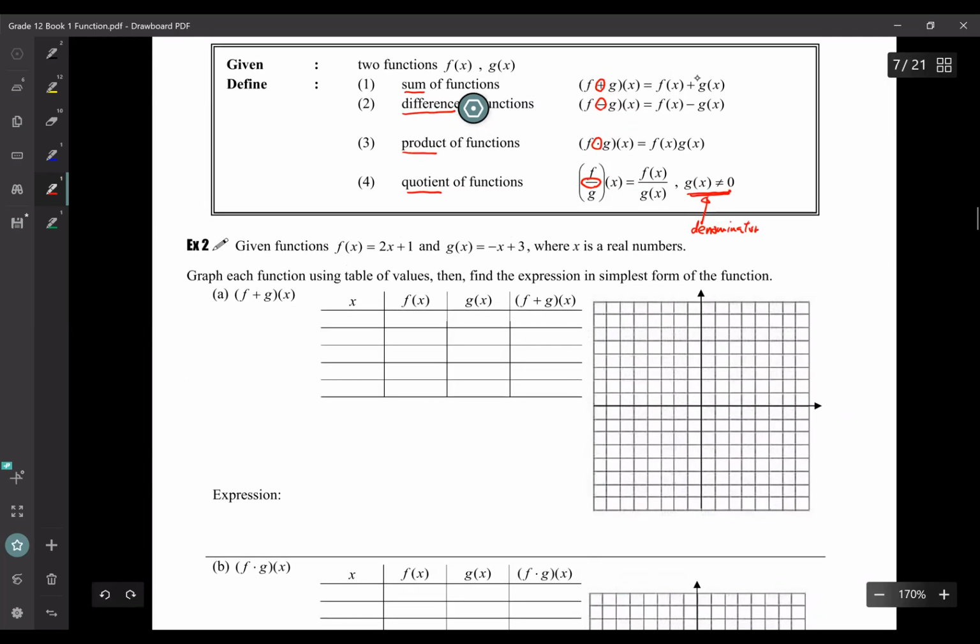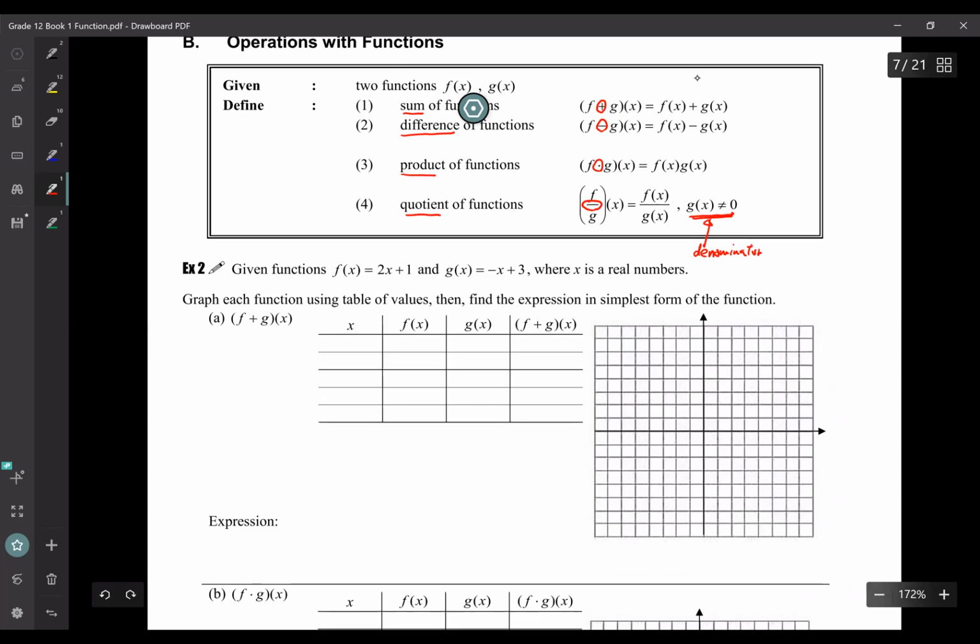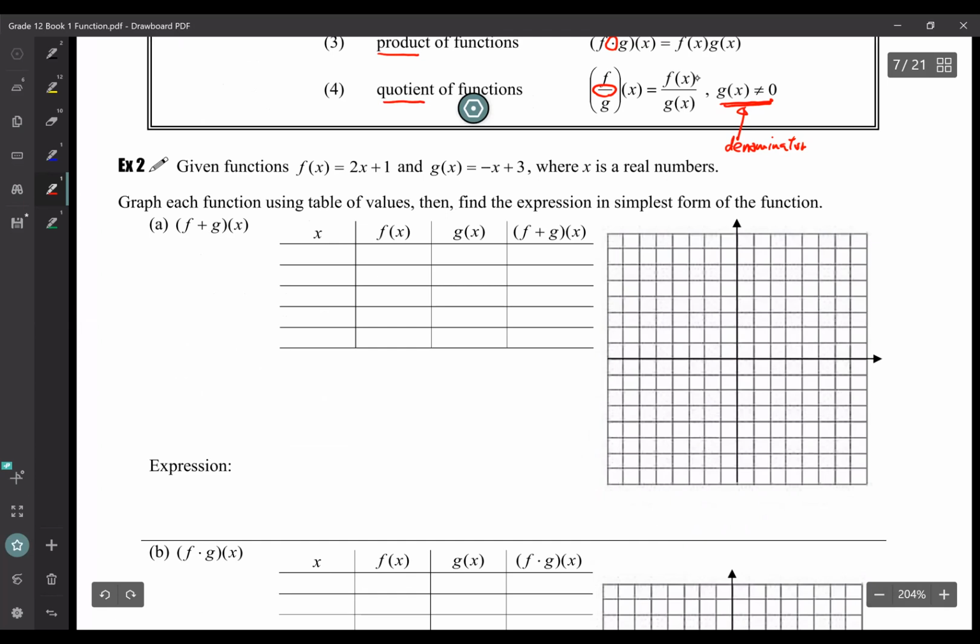So let's look at an example. How do we operate with different functions? Okay. So here we have two functions. One is the f, one is the g. I'm going to use two different colors, easier to show the graph. So for f, if you have different colors, you can use that as well. So for f, I'm going to use blue, and g, I'm going to use red.